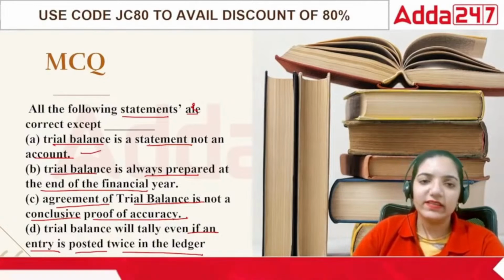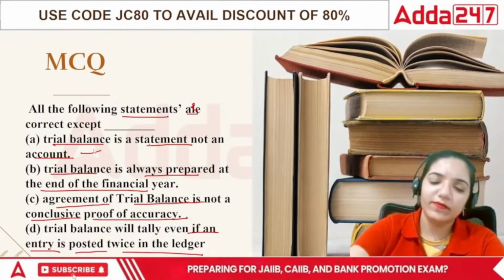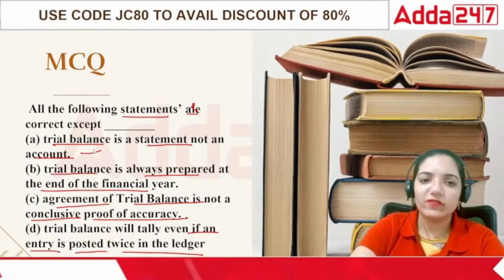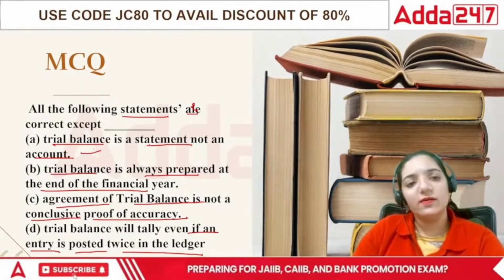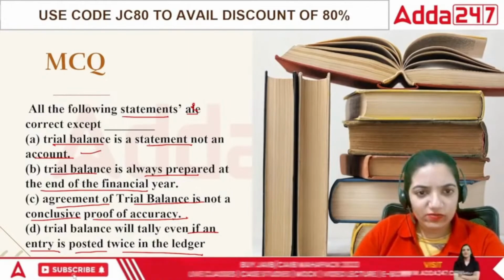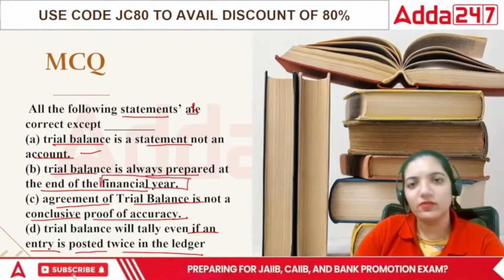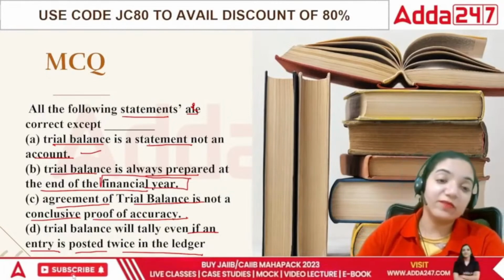Then see, okay, I hope the question is completely visible to you now. Trial balance is actually a statement, it's not a book. In this we record everything that has happened into the books of accounts. So this is correct, that it is basically a statement. Then, there is no such rule that trial balance has to be prepared at the end of the financial year only. It can be prepared before that for interim statements as well.